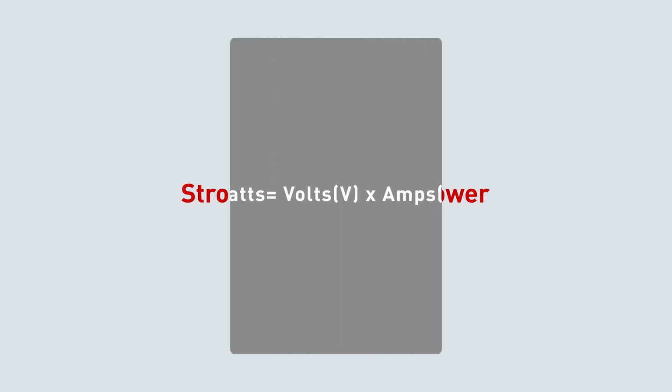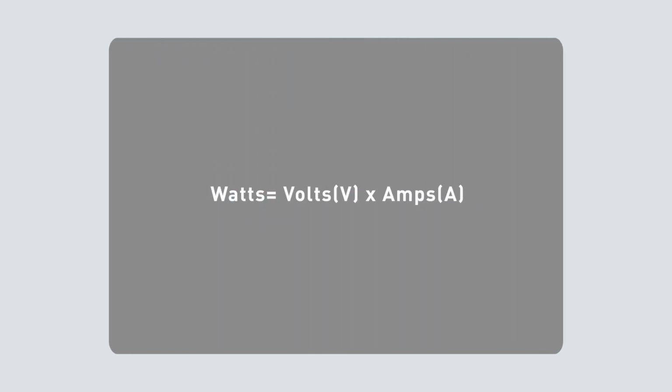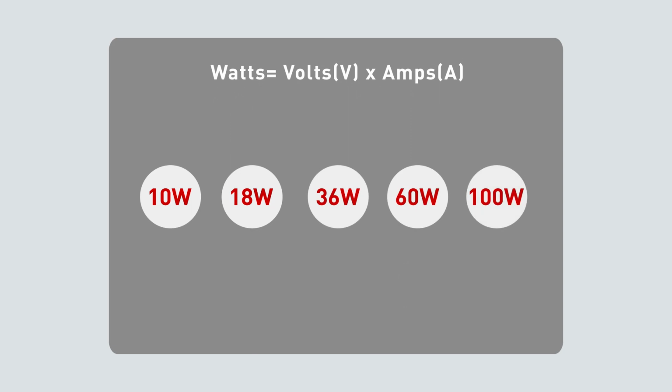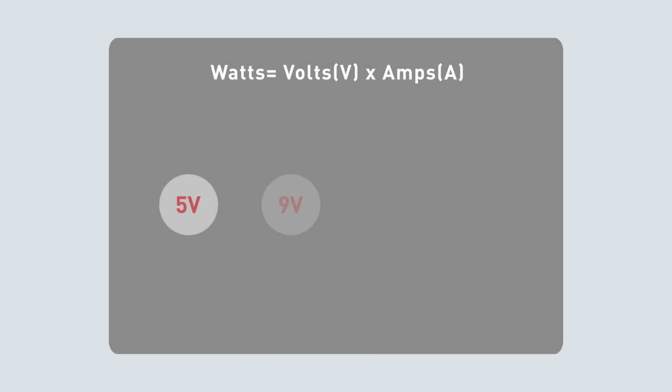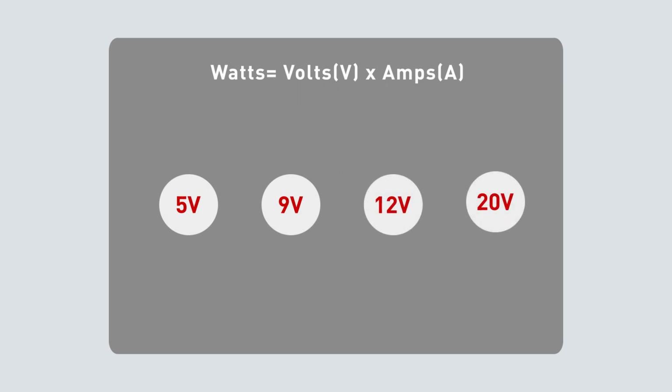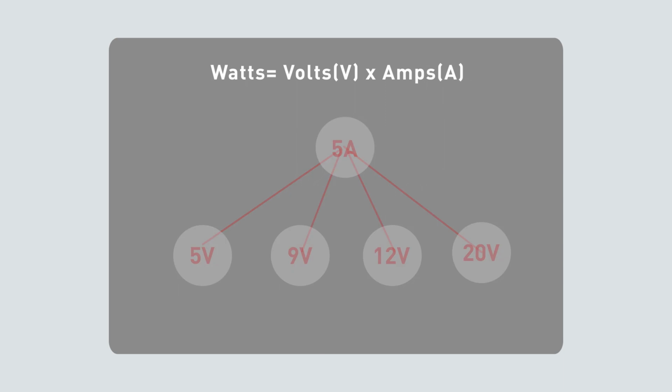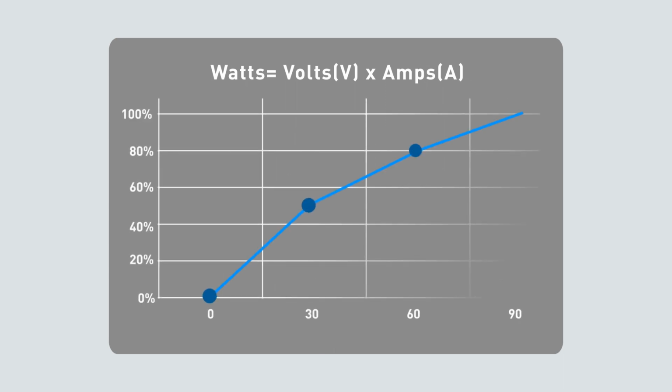First, we need to know a formula. Watts equals volts multiplied by amps. USB PD fast charging can be divided into 5 main power specifications: 10 watts, 18 watts, 36 watts, 60 watts, and 100 watts, with voltages of 5 volts, 9 volts, 12 volts, and 20 volts, and can be used with Type-C connectors of up to 5 amps current. Take advantage of the USB cable's ability to accept and supply 100 watts power. The higher the power, the shorter the charging time.